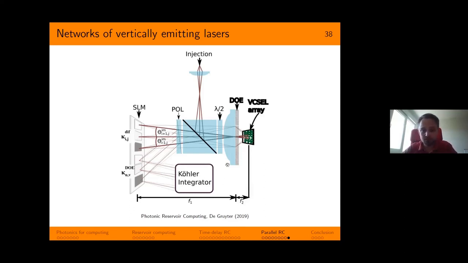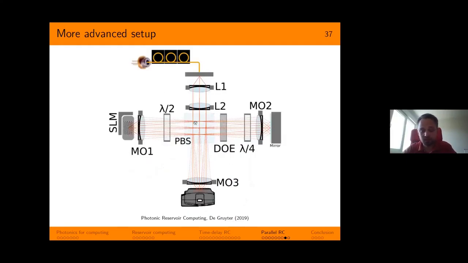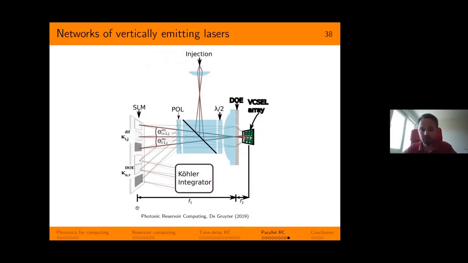And this is also an experiment on which the team of Daniel Brunner in Besançon is currently working. So they already published a paper on this setup, where they have a fully optical system but with an SLM. And now they're working on a project where they're replacing the SLM with an array of lasers that would be faster and would have a richer dynamics and thus more computational power to do more complex tasks.